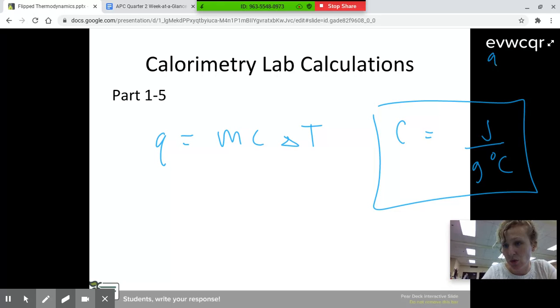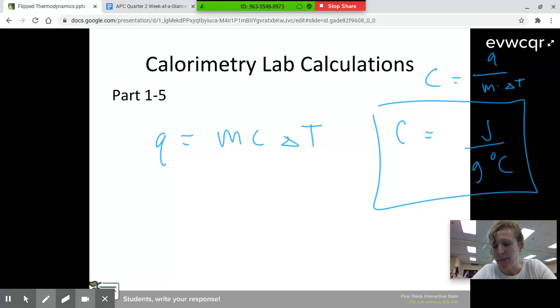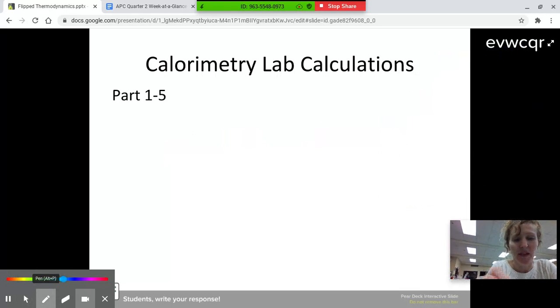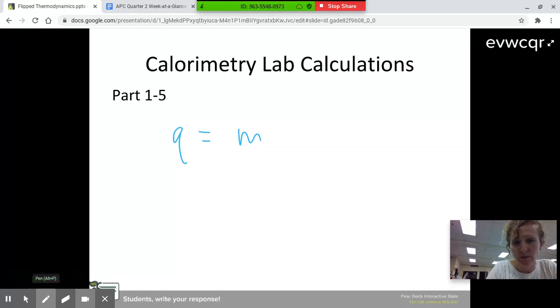This is Q equals M C delta T. So if they ever give you the units of C, you have your equation. Just a side note for you there. Okay, Q equals MC delta T.